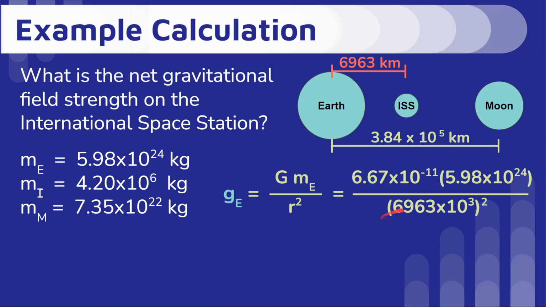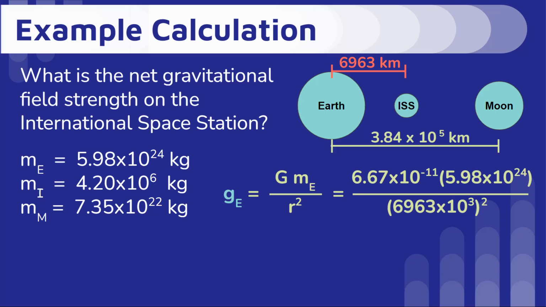You normally want the decimal here, but I just took a shortcut. Okay, so here is my distance of separation. I will be squaring that. Here is the gravitational constant. Here is Earth's mass, and this should give me the gravitational field strength that would be experienced by the International Space Station at that distance.